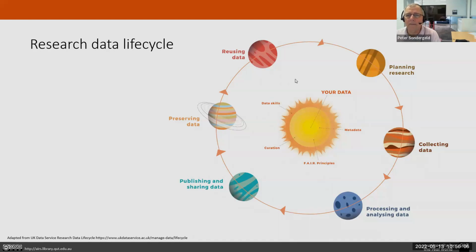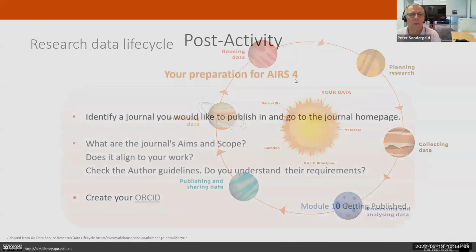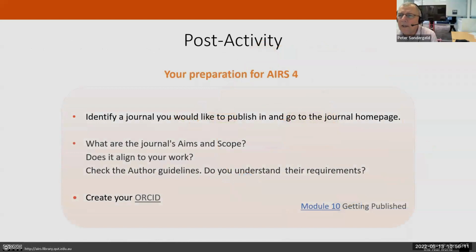All right, so just like the end of AIRS 2, there's going to be a little bit of homework being set for you before you go on to AIRS 4. So AIRS Module 4 is about publishing and publishing metrics. What we'd like you to do before coming to the AIRS 4 module workshop is to think about a journal that you might consider publishing in at some stage.